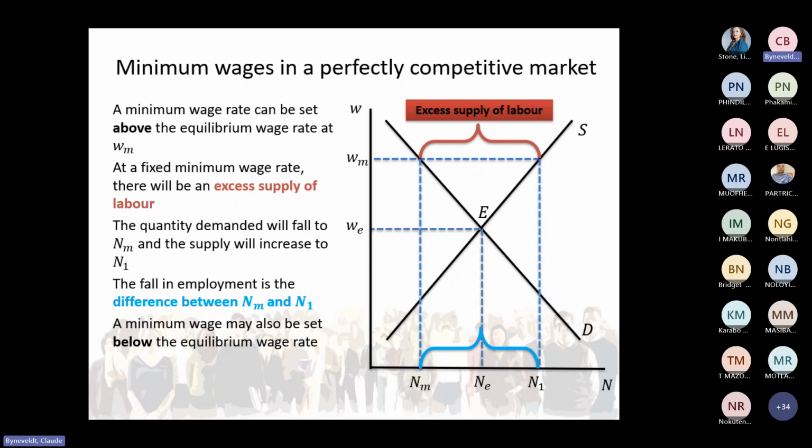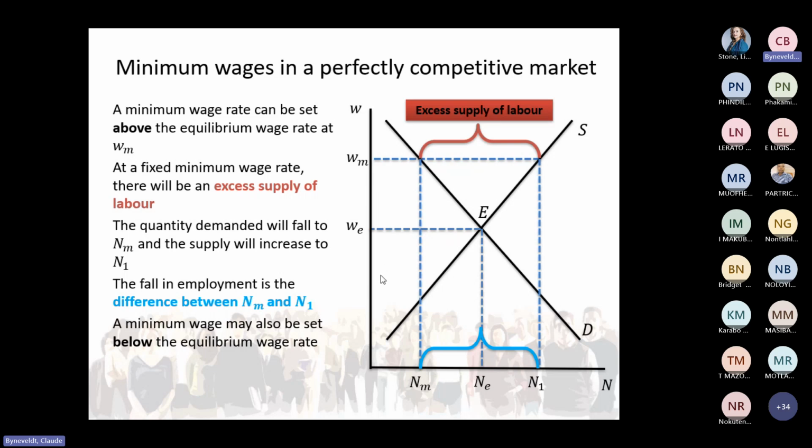It has happened before in the agricultural sector and other sectors in the South African context. What will happen with the supply of labor? At WM, you go with that broken line up to the supply curve, and you go downwards with the broken line until the horizontal axis, and the quantity of labor supplied will be N1, which means more labor will be supplied. The supply of labor will increase at the minimum wage of WM, which is set always above the equilibrium wage.